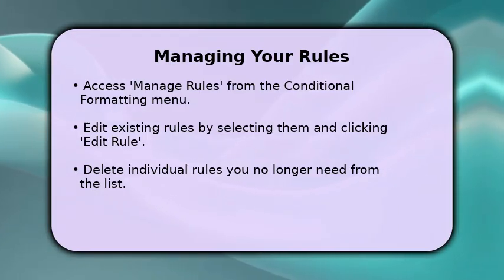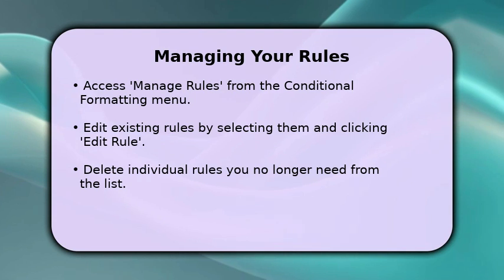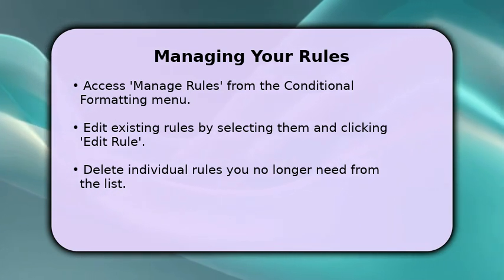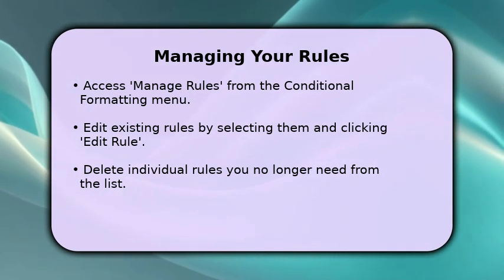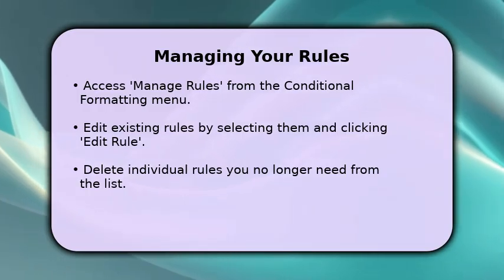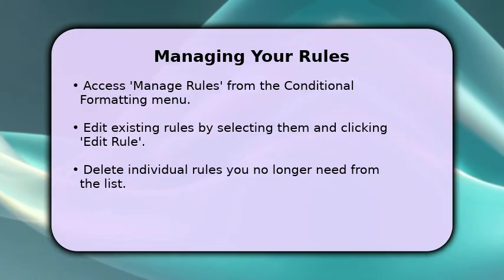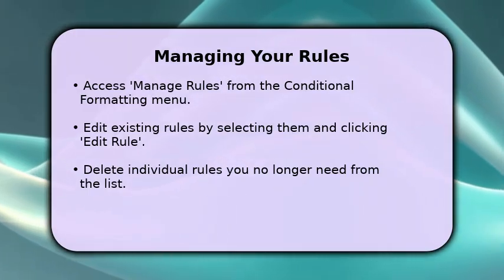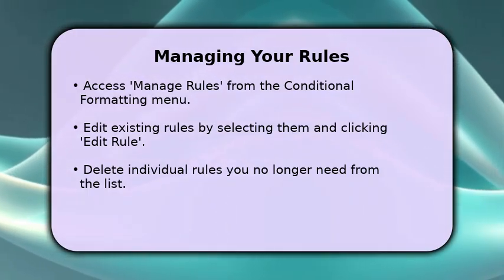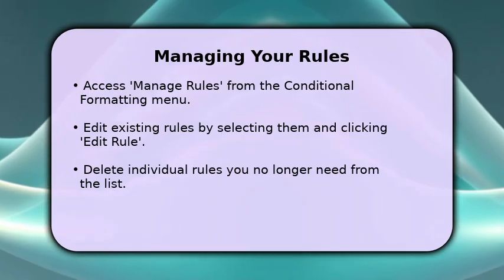To manage your conditional formatting rules, return to the Conditional Formatting button and select Manage Rules. This opens a dialog box where you can see all the rules applied to your current selection or the entire worksheet. Here, you can easily edit an existing rule by selecting it and clicking Edit Rule, or delete a rule you no longer need. If you want to remove all formatting, simply choose Clear Rules from the main menu, either for selected cells or the entire sheet.